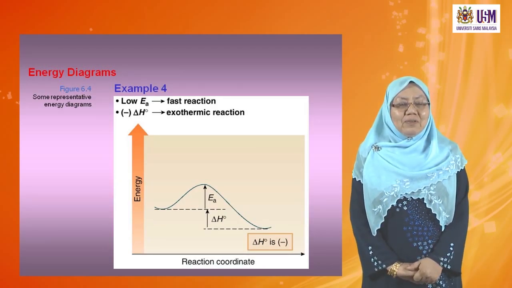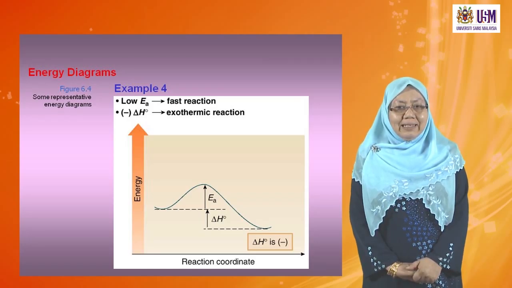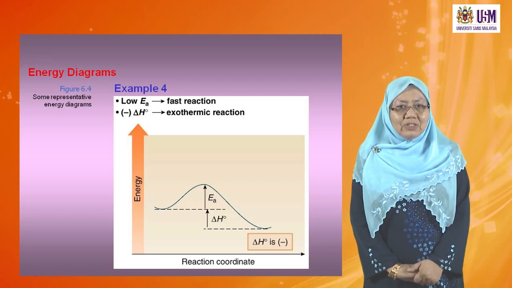Okay, example 4 is also another example of low activation energy, so it is a fast reaction. But as we can see now, the product is lower in energy than the starting material. So delta H is negative, and this is an exothermic reaction.